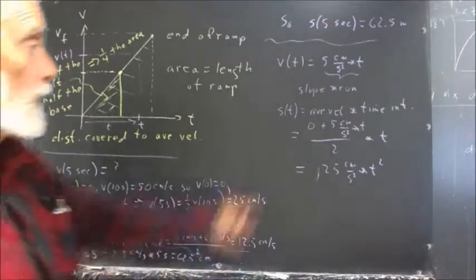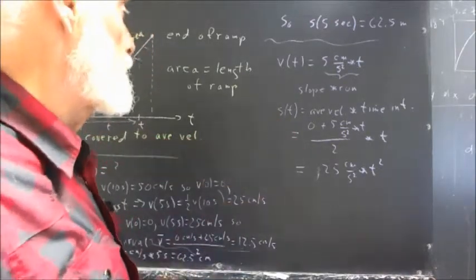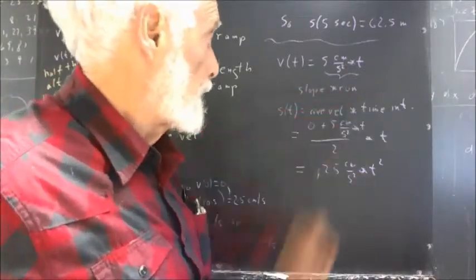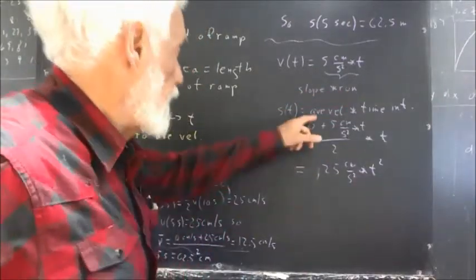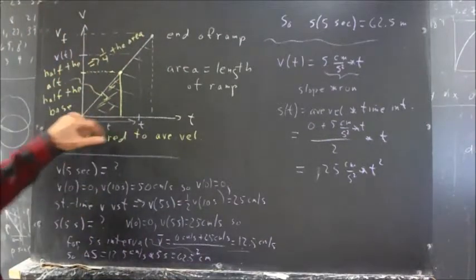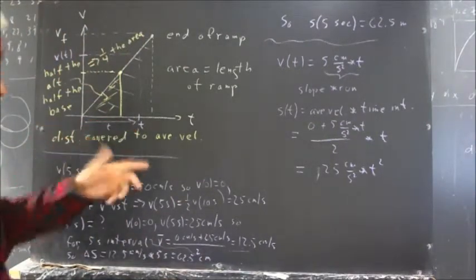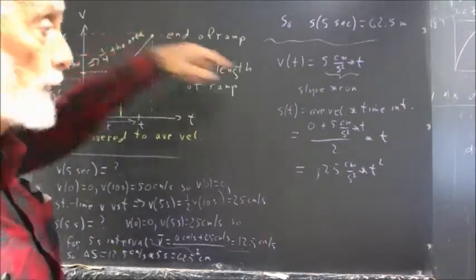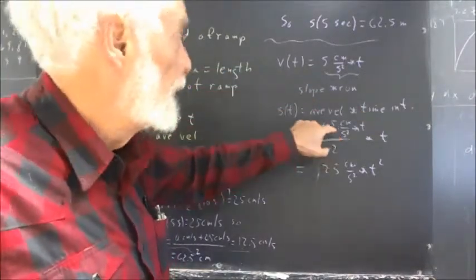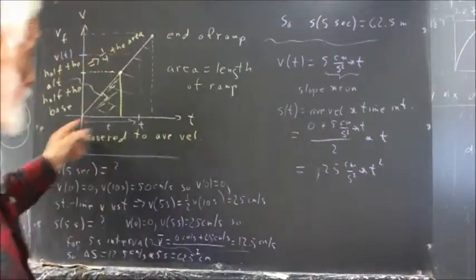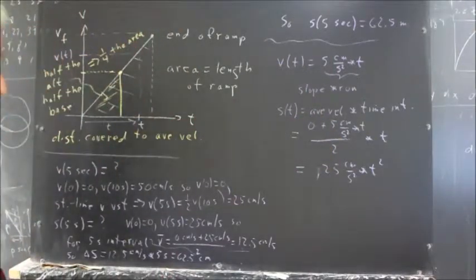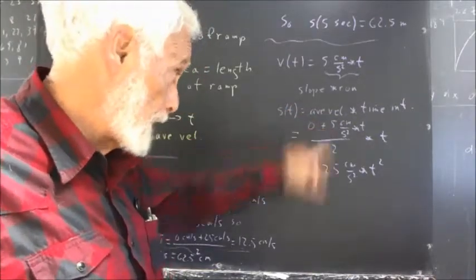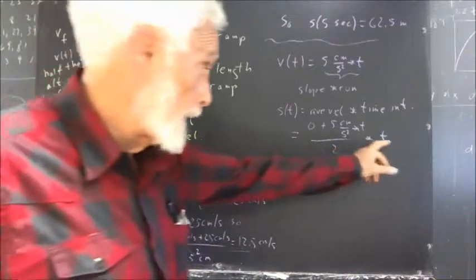Now, what's S of t? S at time t is the average velocity multiplied by the time interval. The average velocity for the interval from 0 to t is what? It's the average of 0, the initial velocity, and the 5 centimeters per second squared times t, the final velocity on that interval. You're going to add those and divide by 2 to get your average velocity. You multiply that by t.